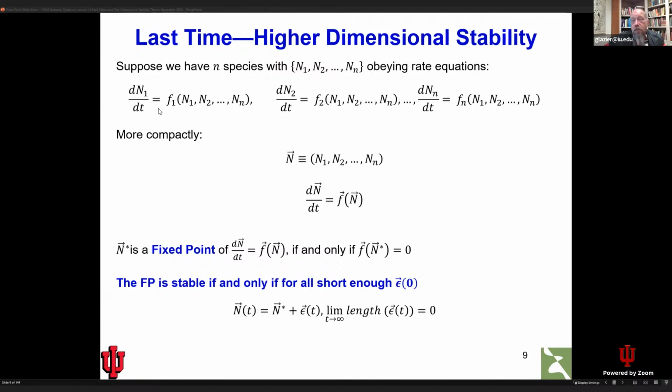F1 for N1, F2 for N2, and so on. Writing things in vector form changes our notation a little bit, but it's going to make things a little bit easier when we want to do the mathematics instead of having each one have its own name. Again, the concept of stability: if we start from a fixed point and move away a short distance in any direction, if it moves away from the fixed point, it's unstable. If it moves back to the fixed point, it's stable.